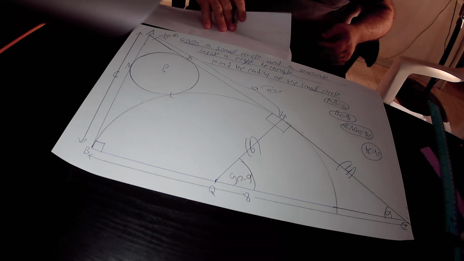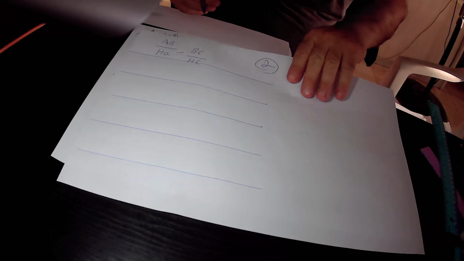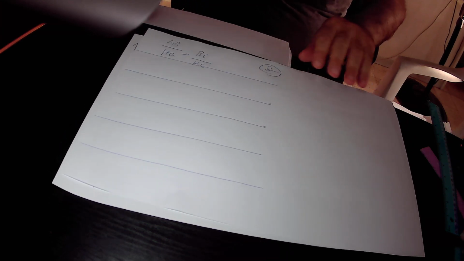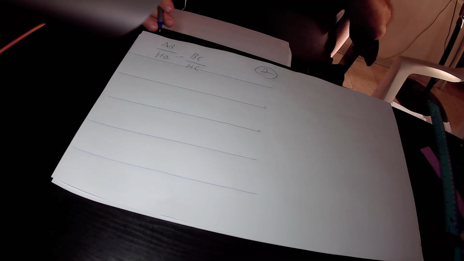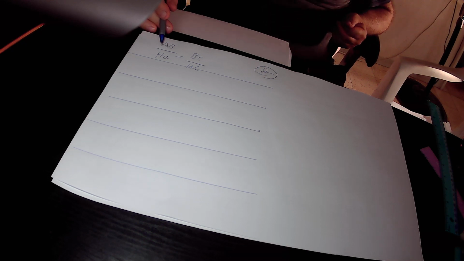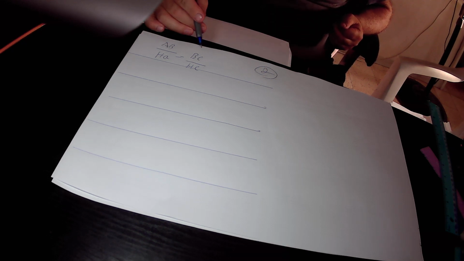So I'll repeat again. Side AB in the big right triangle ABC over side HQ in the small right triangle HCQ equals side BC in the big right triangle ABC over side HC in the small right triangle HCQ.